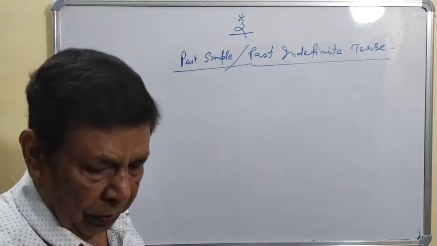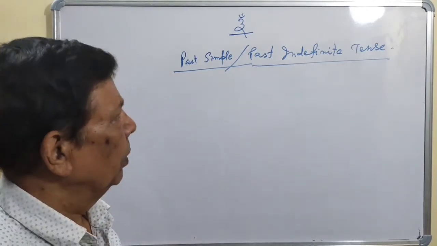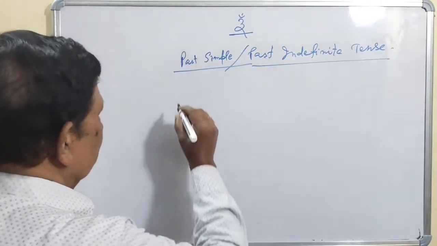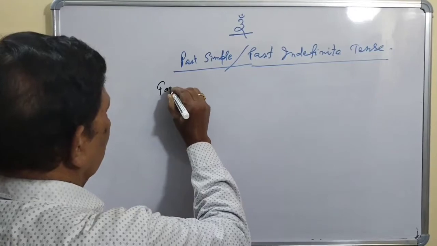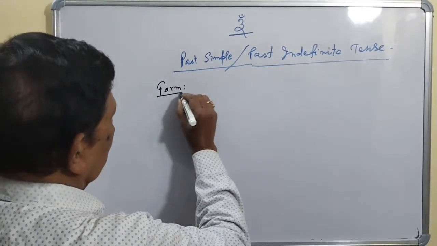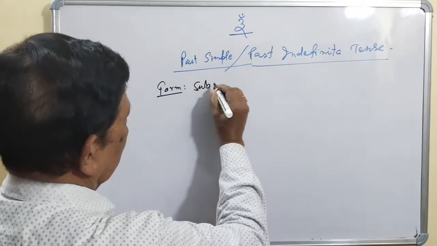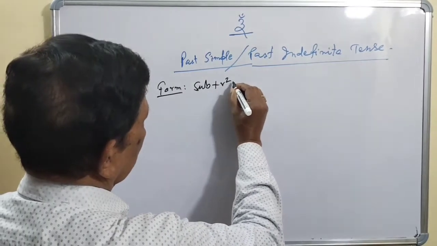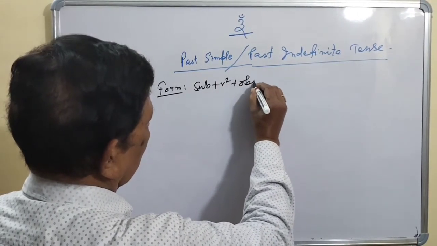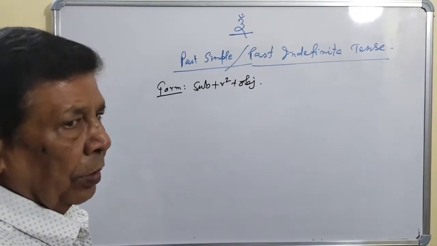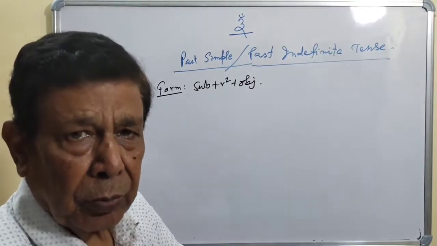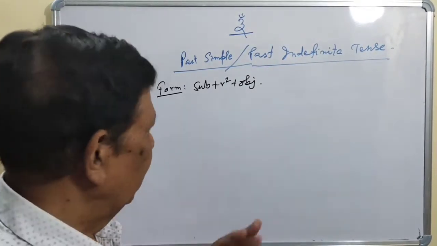Now here, let me give you the form first. Form: subject plus V2 plus object. Now according to this form, let me give you an example first.